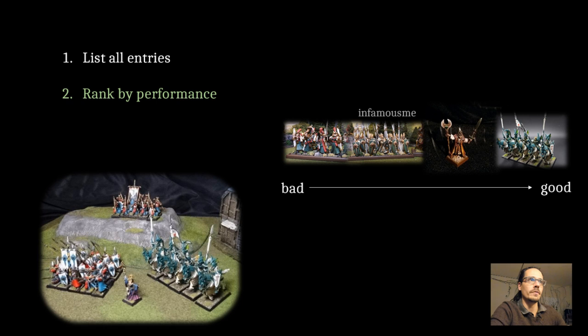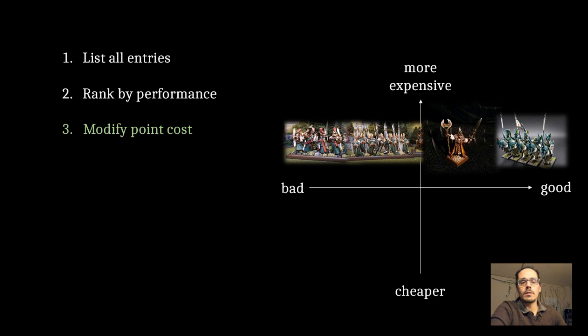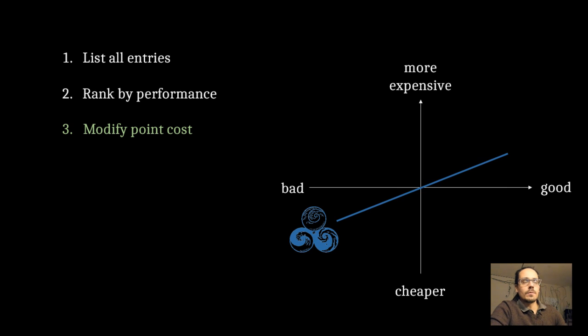So you achieve this ranking, and once you have this, what you do is you modify the point costs. So you set another dimension that visualizes the changes in points that you want to enforce from cheaper to more expensive, and then you slot the units, the entries, based on these two dimensions, something like this. This allows you to devise a general trend line for the army in question.